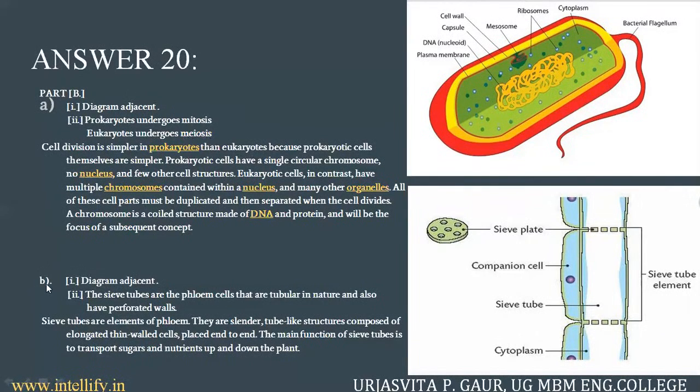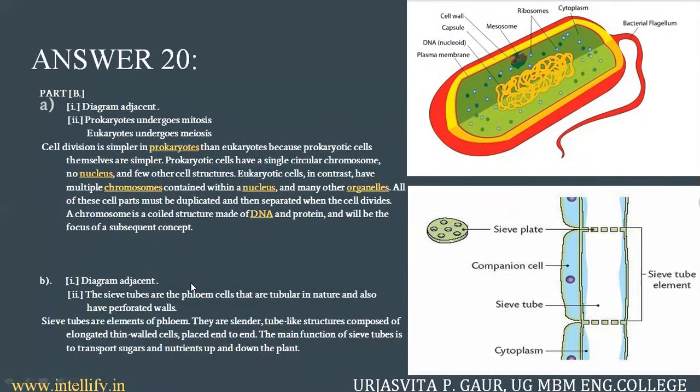And in the B part, we have to draw a neat and labeled diagram of a phloem cell and then name the phloem cell that is tubular in structure. So this is the diagram here of a phloem cell. It has a sieve plate right here, then it has a companion cell, then it has a sieve tube here. This is the sieve tube element, and then it has cytoplasm filled here. So this is your phloem cell. Now this is the top view of a sieve plate. This is how it looks, and then you have all these vessels coming in from these holes, and here the transportation is going to take place of water and nutrients.